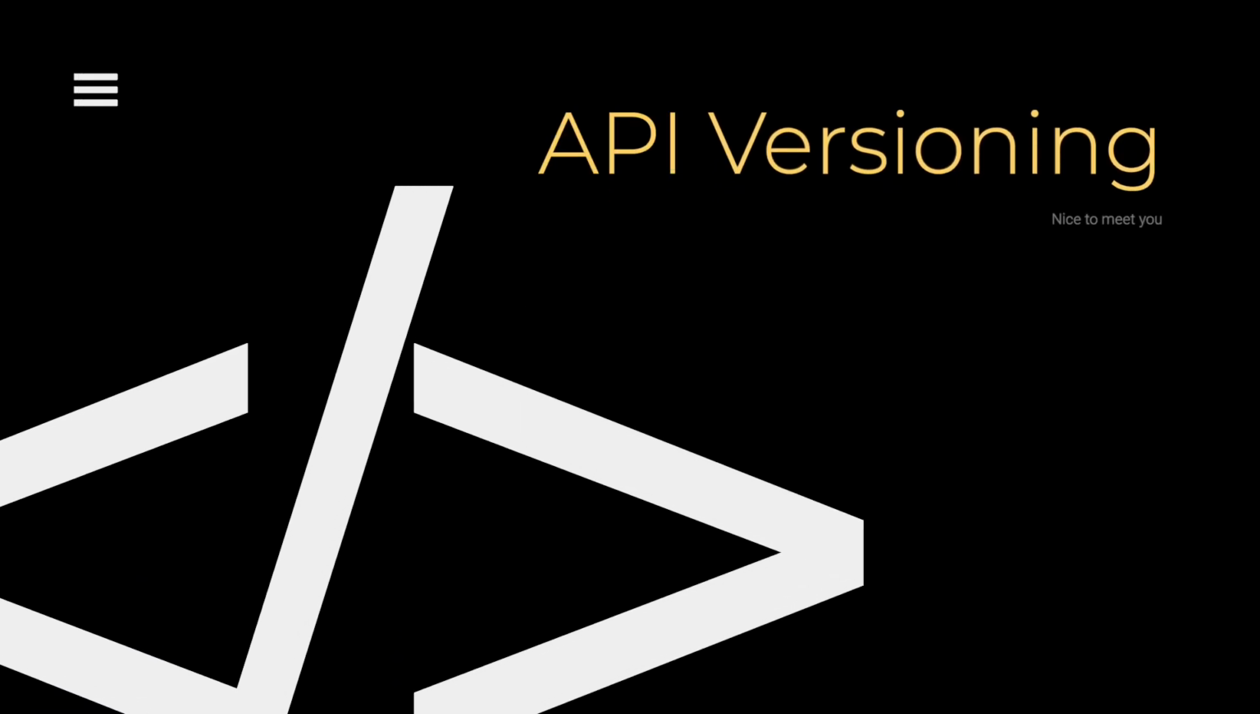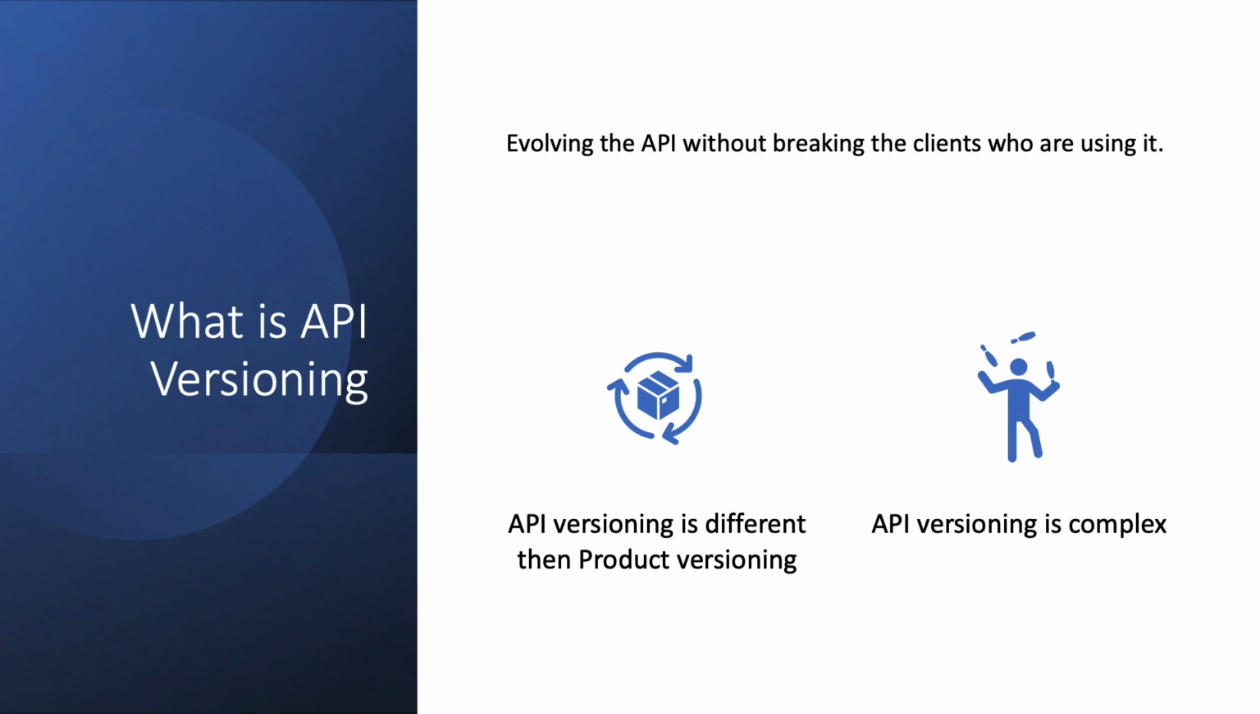So basically, API versioning is evolving the API without breaking the clients who are currently using it. So it means that we can add more functionality, we can add all of those new requirements that we want to add, we can make all of the fixes that we want to do, and implement it and push it to production without actually breaking any of the current implementation that our customer might be using.